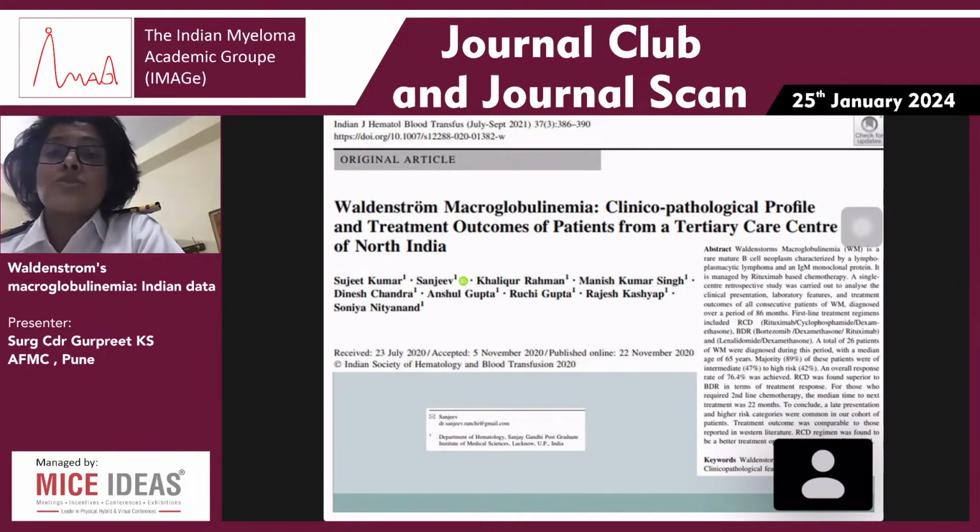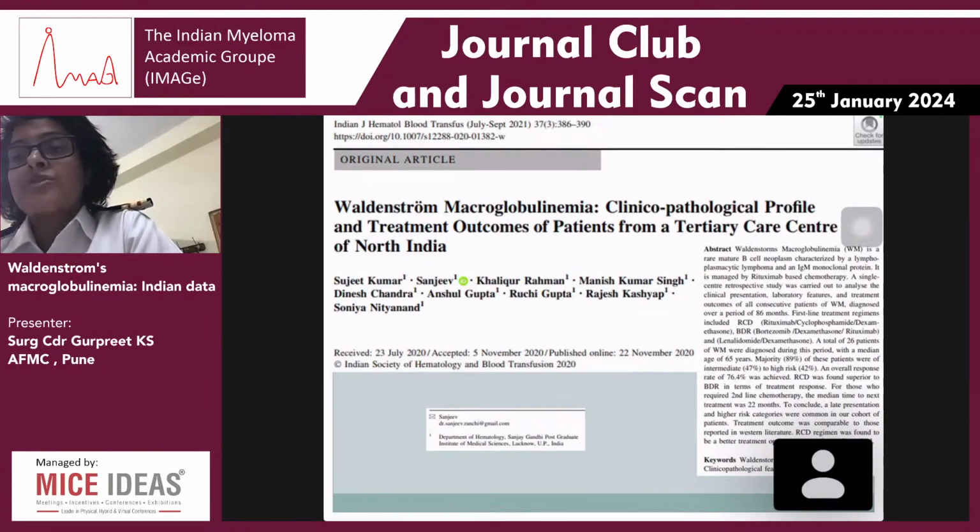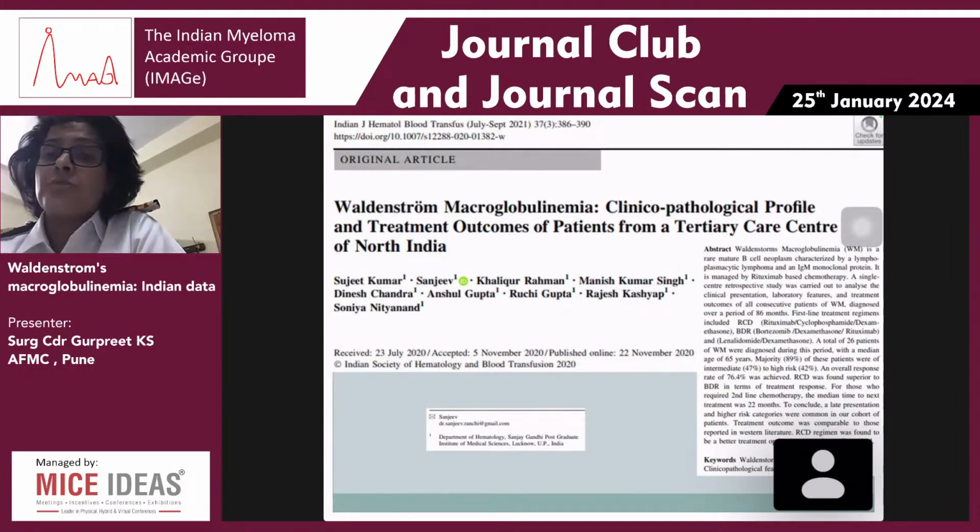This again is one of the studies that comes from our country. It's conducted at SGPGI by Sujit Kumar et al. They looked at a total of 26 patients, and the median age here was 65 years. The majority of these patients, like the previous study, fell into the intermediate IPSS score. The first-line treatment regimens that they used were RCD and BDR, and they found that RCD was superior to BDR in terms of treatment response.